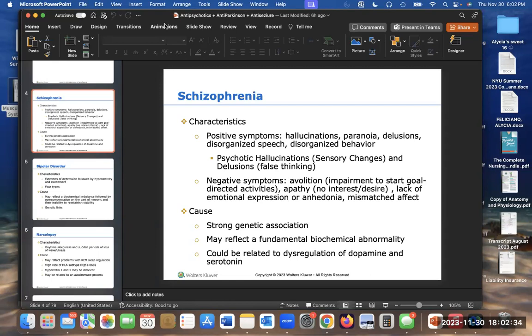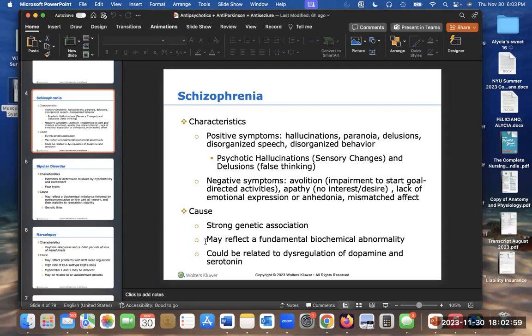That's what that means. And they might have something called mismatched affect, which means imagine going to a funeral and somebody laughing. That's what someone who has schizophrenia and is exhibiting negative symptoms would do. They might laugh at a funeral, which would be inappropriate. So their affect or their emotional expression is not appropriate for the situation.